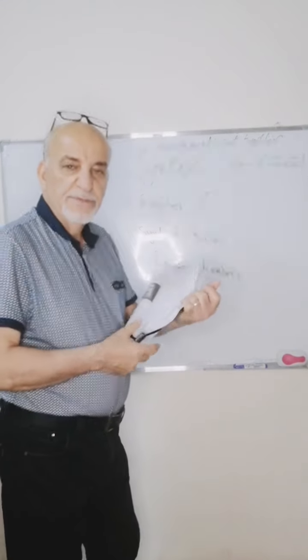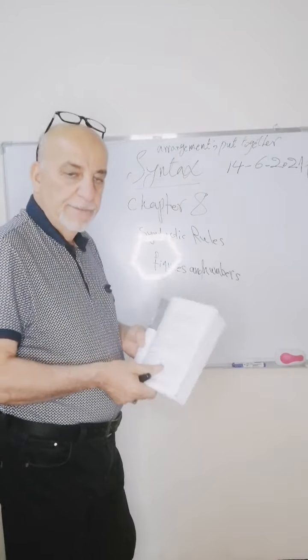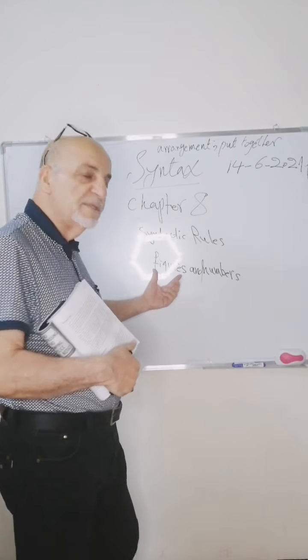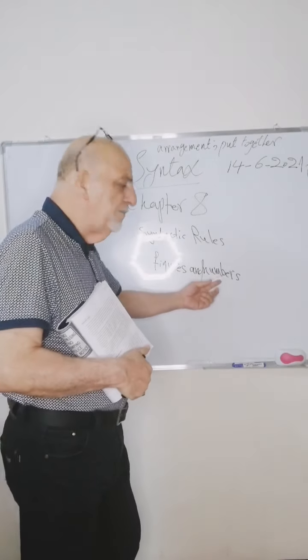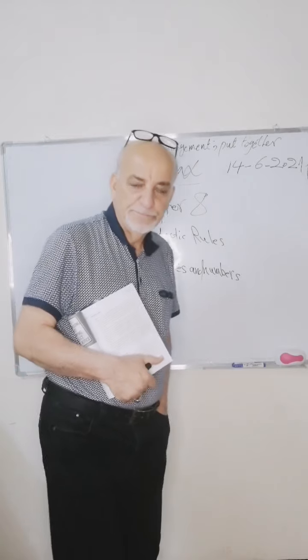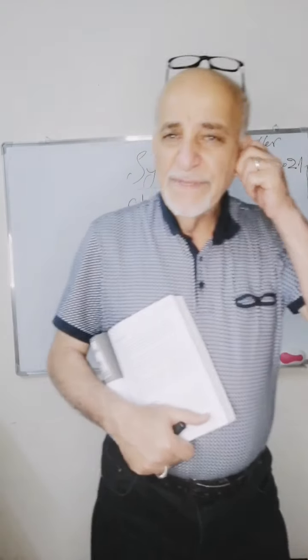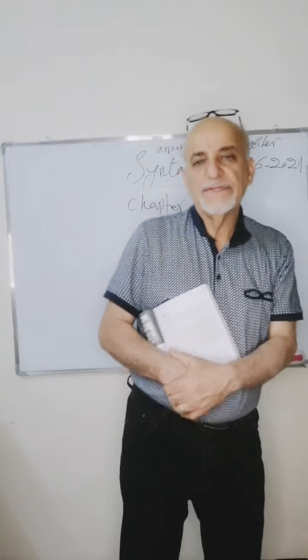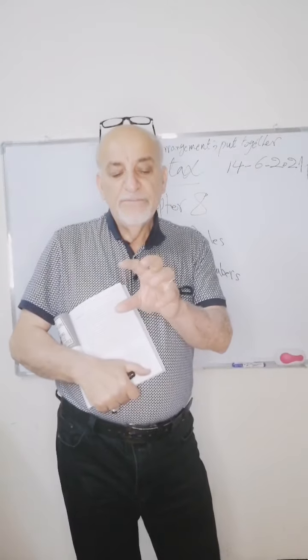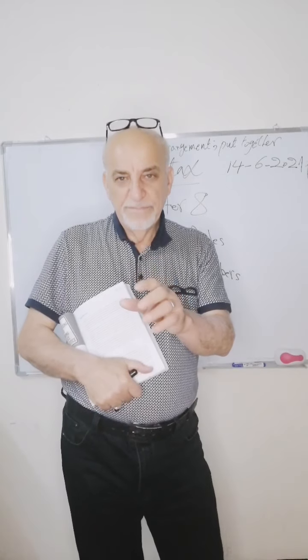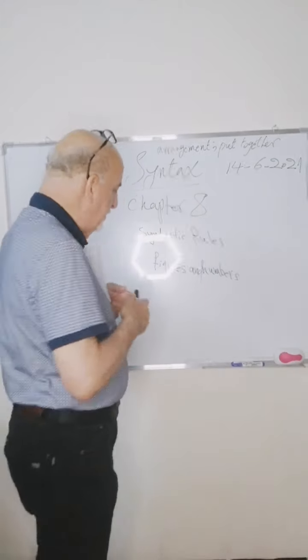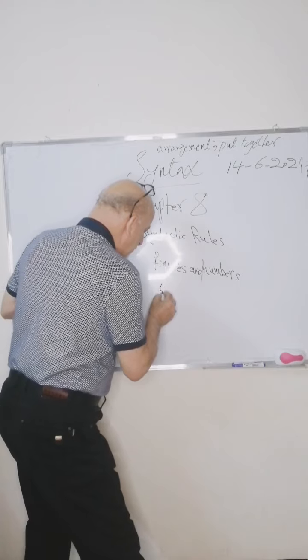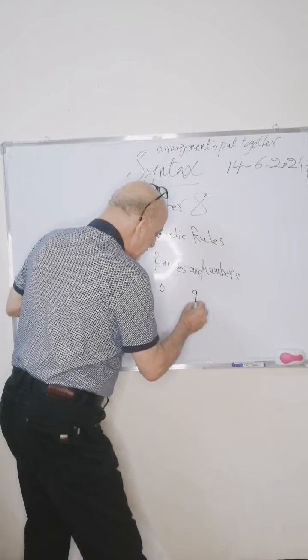Figures and numbers. Figures means أرقام. Numbers means أعداد. And the difference between figures and numbers is that figures are limited. They are from 0 to 9.